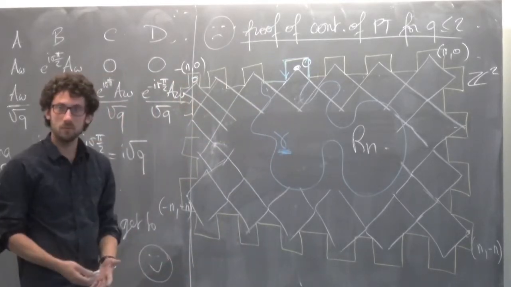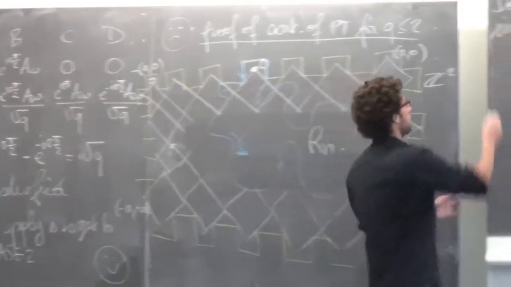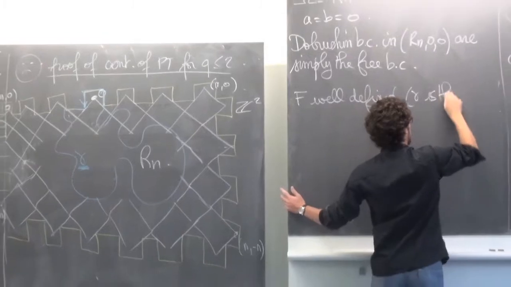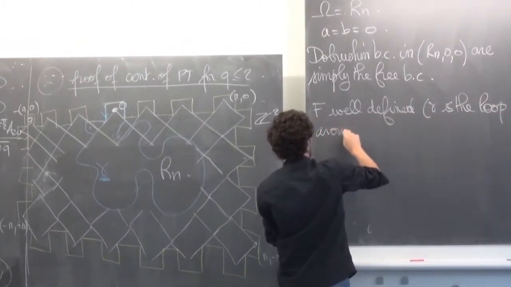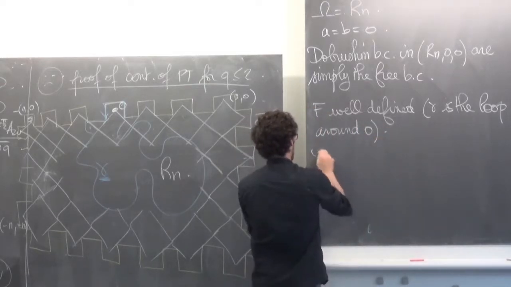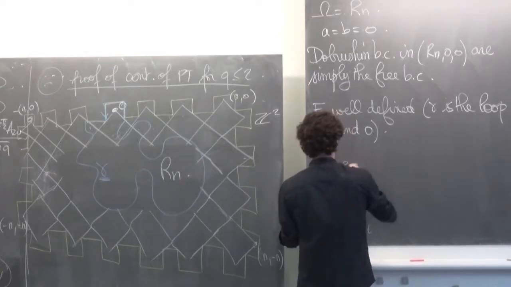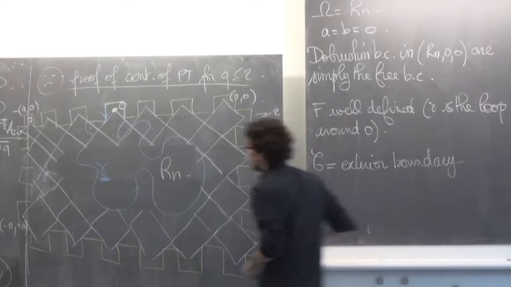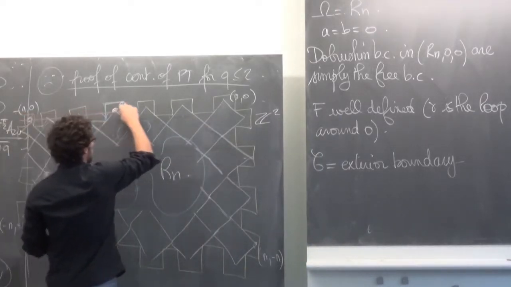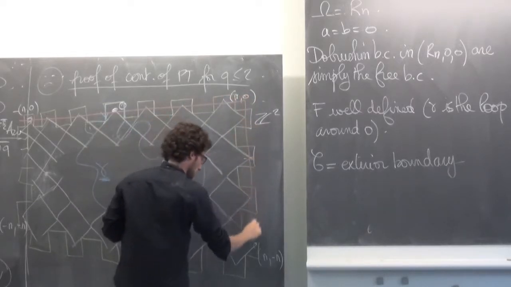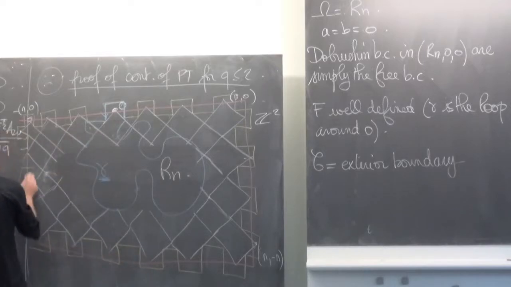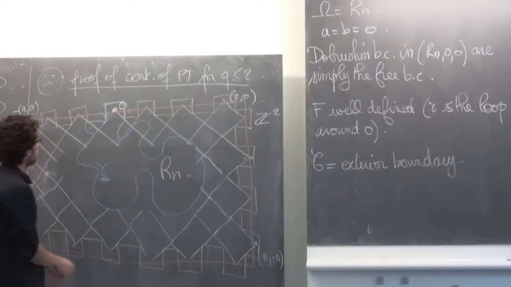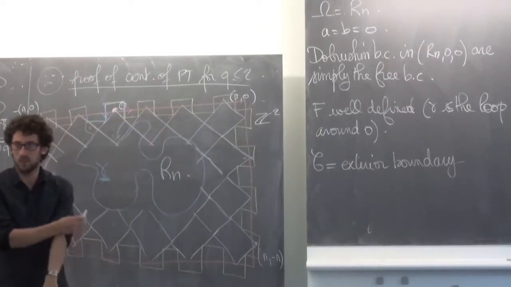So I can define the observable. And now I need to tell you what the contour is. So F is well defined, and gamma is the loop around 0. Now I need to tell you the contour C. For C, I'm going to take the exterior boundary. This is not a good name, actually, but it's this guy. I'm going to take the simplest you can imagine, the exterior contour like that. So it goes like that, say. It crosses all the boundary edges. So this is going to be C.